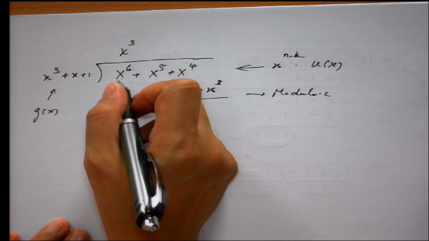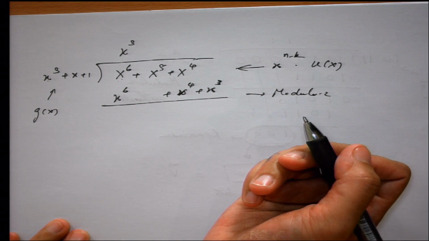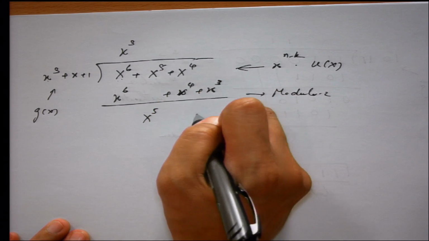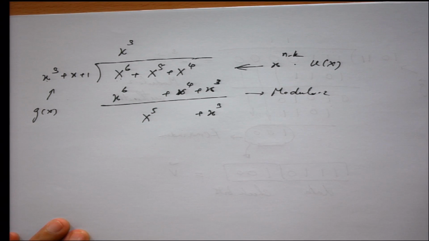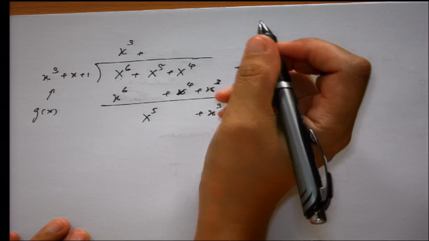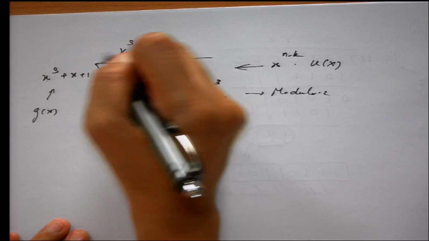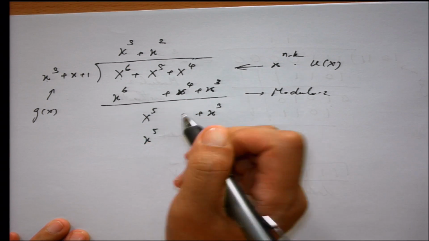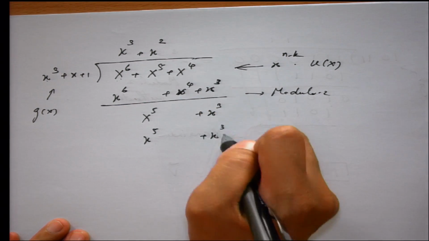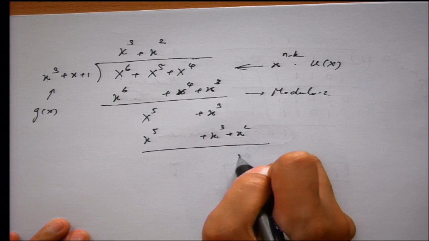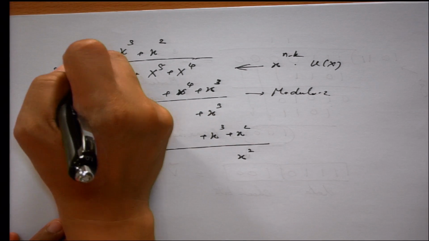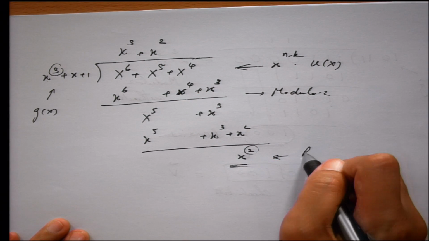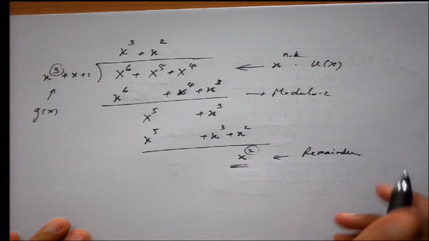So x to the 6th plus x to the 6th is 0. This one you get x to the 5th. This is 0. You get x cubed like this. Then you divide further. You multiply x squared by x cubed, so you get x to the 5th plus x cubed plus x squared. Now you get x squared. You see that this is degree 3 and this is degree 2, so you cannot divide further. This is the remainder.